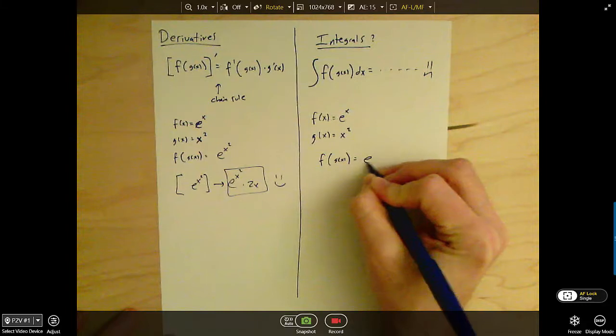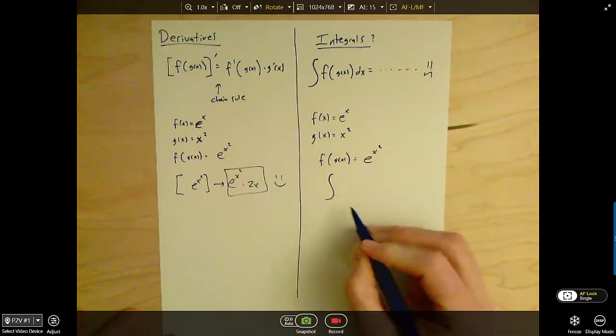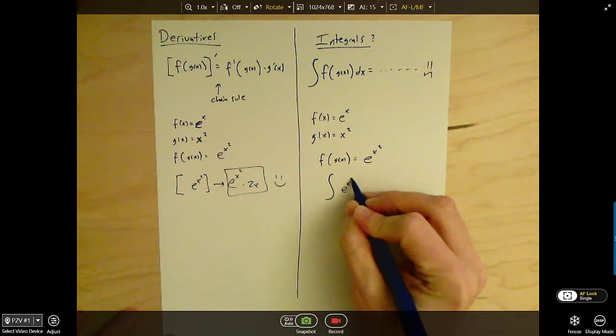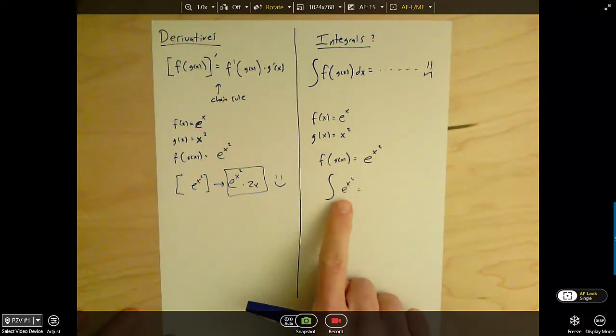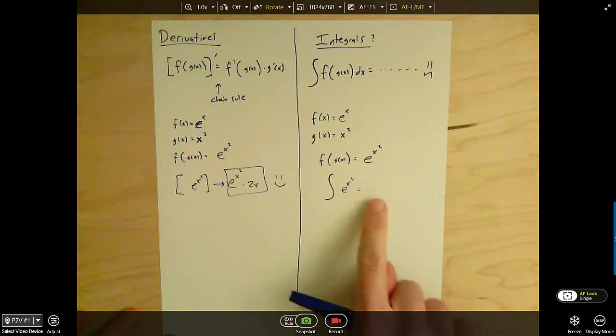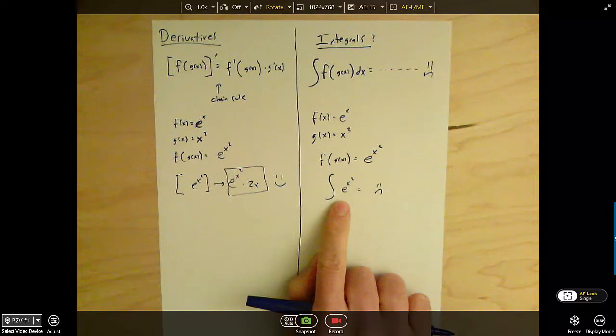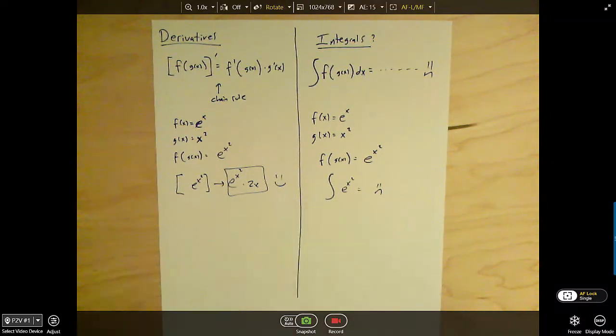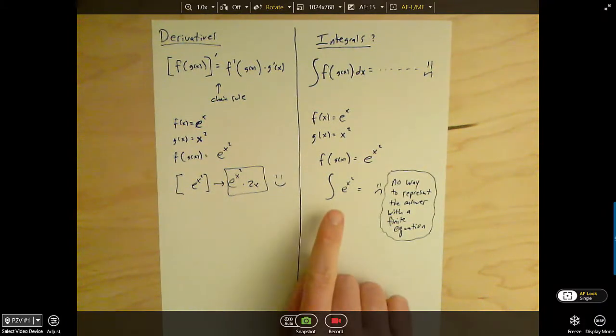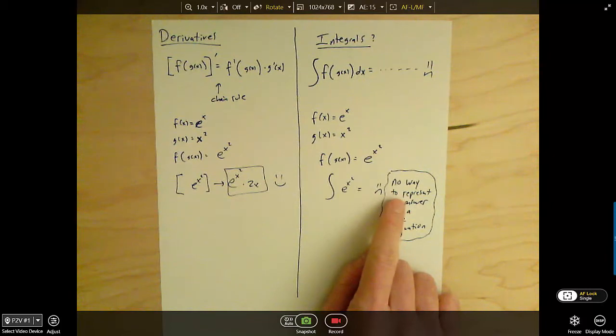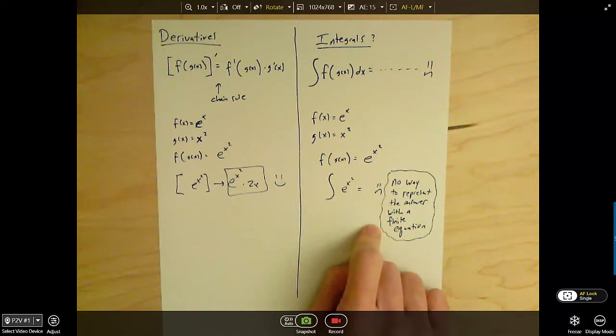So, same example, we've got f of g of x is e to the x squared. If you were wondering what is the integral of e to the x squared, it's not just the case that there isn't a simple way to figure out what the answer is. It's actually the case that this integral can't be represented as a finite equation. There just is no closed form for this integral. That doesn't mean that the answer doesn't exist. There is a function that is the antiderivative of this function. It's just that we don't have a way to describe that function using a finite equation.